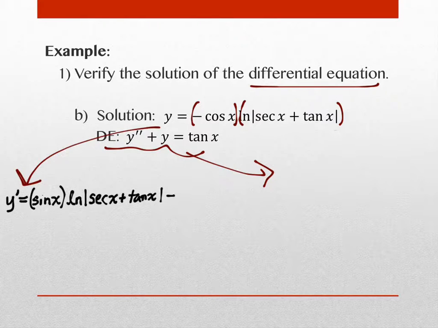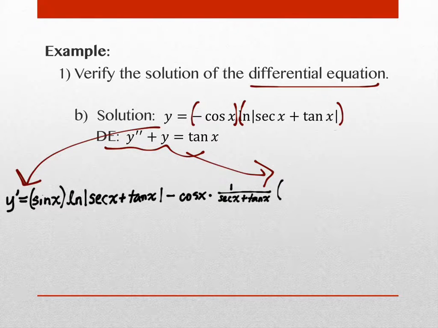The original of the first one, which was negative cosine of x, times the derivative of the second one, which is loads of fun, because it's a natural log of something inside, which makes it a chain rule, right? So what's the derivative when you get natural log involved? Okay, say it again. 1 over secant of x plus tangent of x. Okay, good.